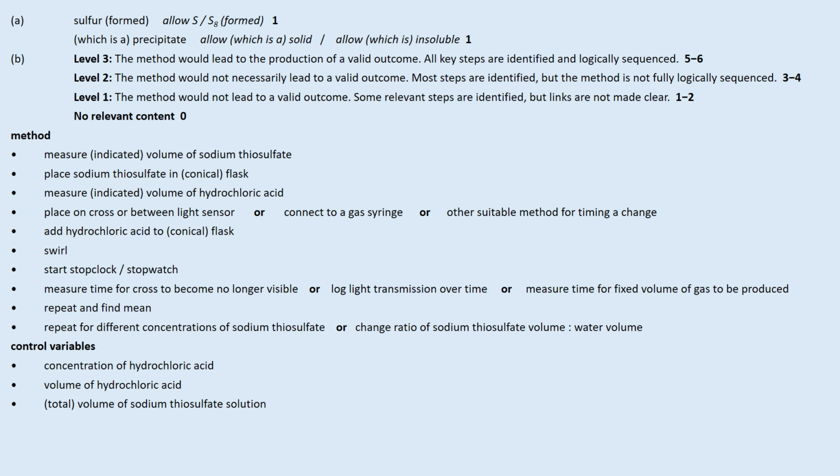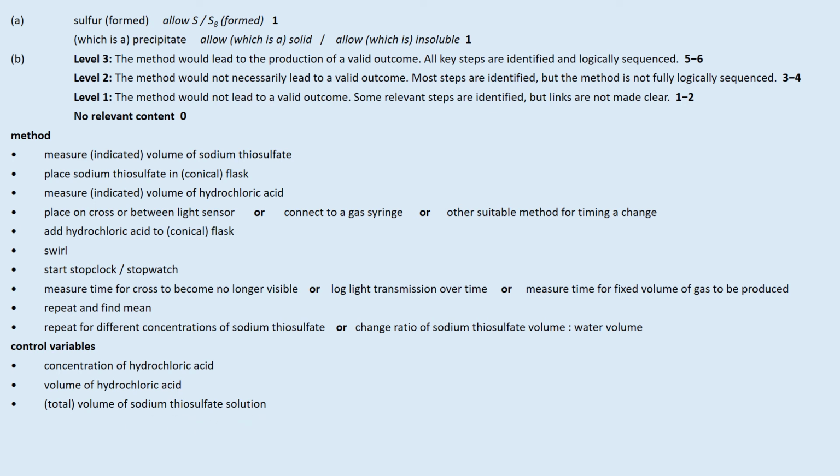And then your valid outcome, your control variables, these guys down here. So concentration of hydrochloric acid. Now just think about it, because of course if the thiosulfate is what is varying, the hydrochloric acid must stay the same. And of course the volume of the hydrochloric acid and the volume of the sodium thiosulfate.